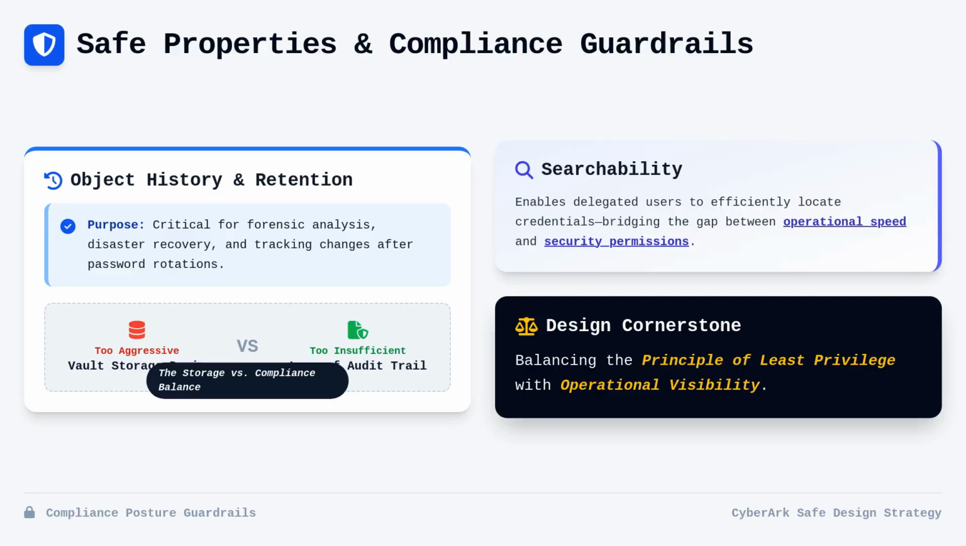You must carefully balance these settings because overly aggressive retention will consume storage on the Vault server, while insufficient retention might leave your security team without the audit trail they require for incident response. Furthermore, enabling searchability for accounts within a safe allows delegated users to locate the credentials they require, provided they have the correct permissions. Balancing the security principle of least privilege with operational visibility is the cornerstone of a functional, high-performing safe design.